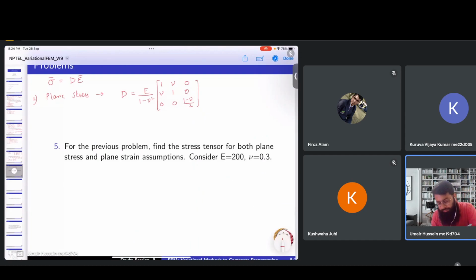So this is our D matrix for plane stress. We'll evaluate it. 200 upon 1 minus 0.3 square. 0.3 square is 0.09, so 1 minus 0.09 is 0.91. Then we have 1, 0.3, 0, 0.3, 1, 0, 0, 0, and 1 minus 0.3 is 0.7, divided by 2 is 0.35.